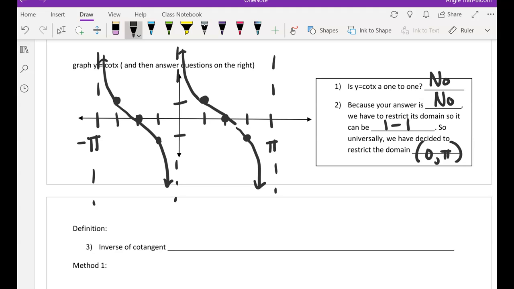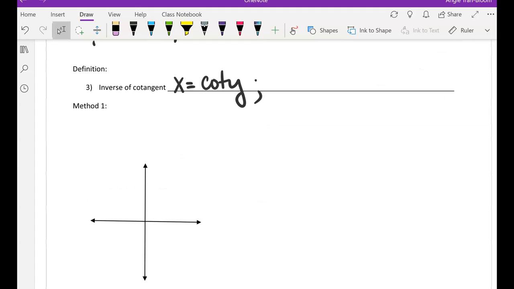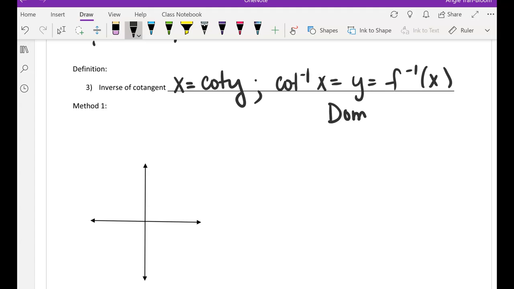Now, just like always, we are going to flip over and switch x and y. X equals cotangent of y. Then we are going to compose both sides by cotangent inverse, so we can have a y equals. Okay, so we have cotangent inverse of x equals y, which we use the notation of f inverse of x, just like that. Okay. So we are now going to state the domain of our inverse.